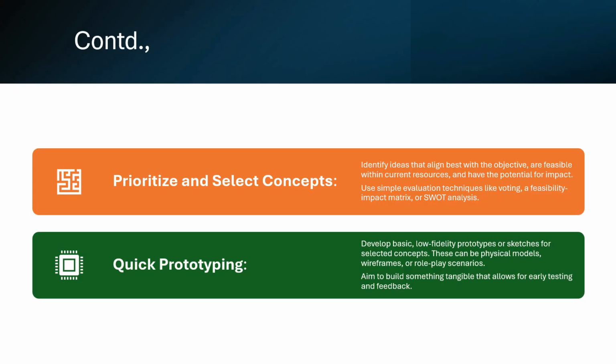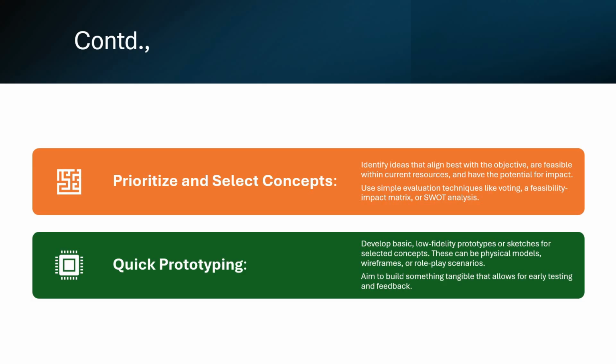Right. You need to then prioritize and select concepts. You need to identify ideas that align the best with the objective and that are feasible with the currently available resources. Also, you should look into the potential for impact, and that's a very important thing. You can use simple evaluation techniques like the SWOT analysis or a feasibility impact matrix, and we have seen all those things, and you can use any of them to evaluate.